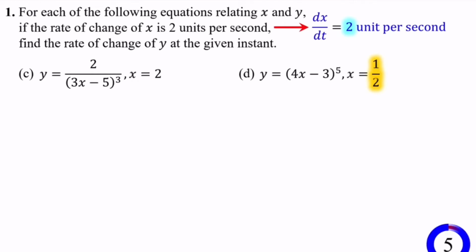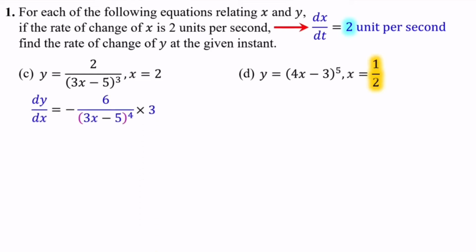Right, let's see question number 1. For each of the following equations relating x and y, the rate of change of x is 2 units per second. So dx dt is 2 units per second. Now find the rate of change of y at the given constant. So now we need to differentiate y with respect to x. So it's actually negative 3 times 2, 6, and then negative 3 minus 1. So it will be negative 6 over 3x minus 5 to the power of 4 times 3.